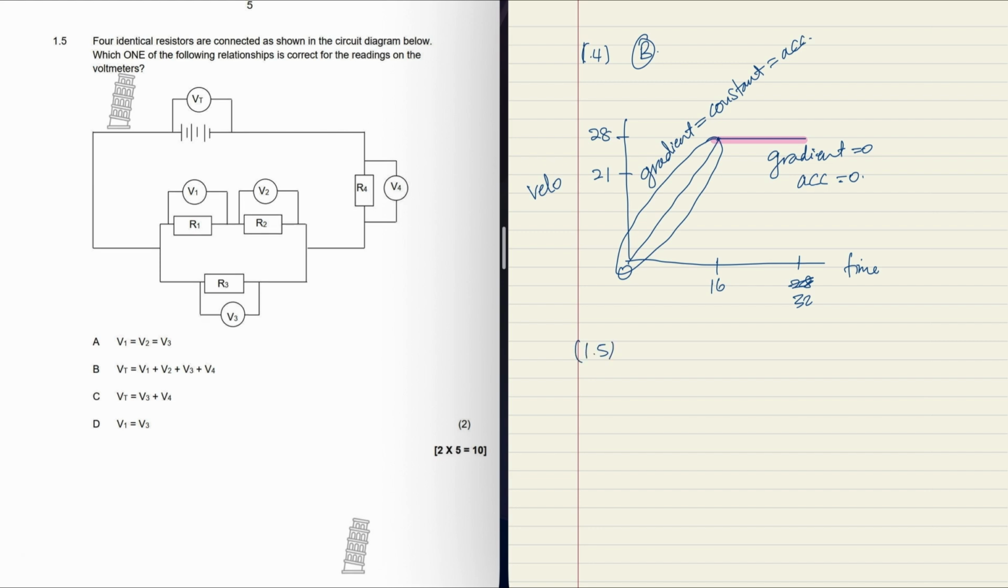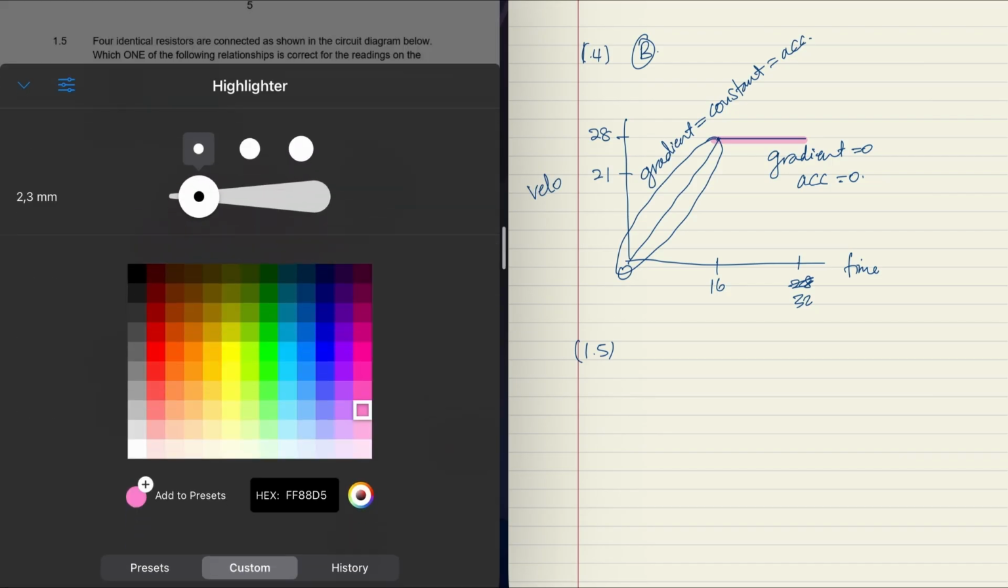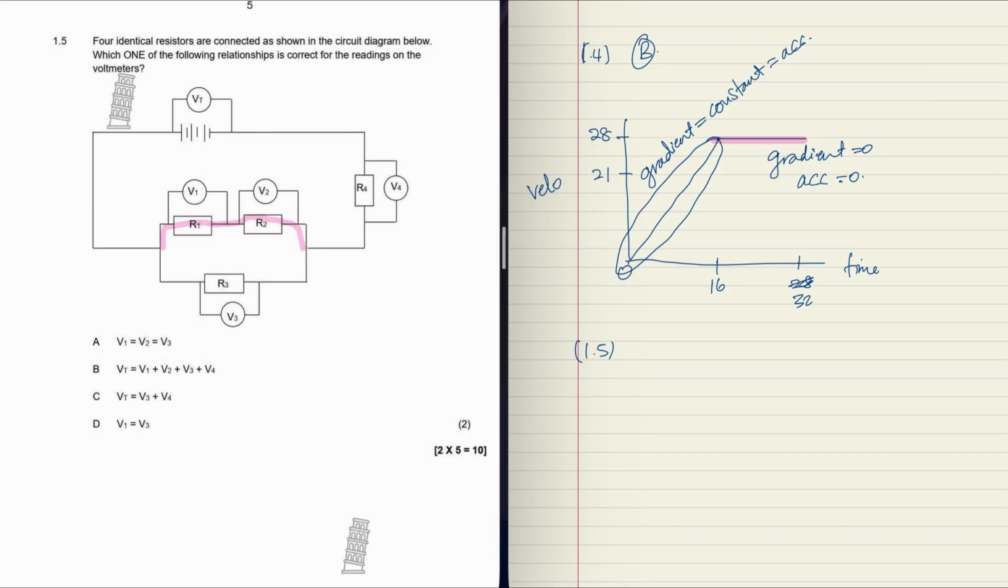Four identical resistors are connected as shown in the diagram below. Which one of the following relationships is correct for the readings on the voltmeters? So I can see that R1, R2, and R3, that's some sort of parallel combination. I can see R4 is connected in series. Now, R1 and R2 are in parallel with R3.